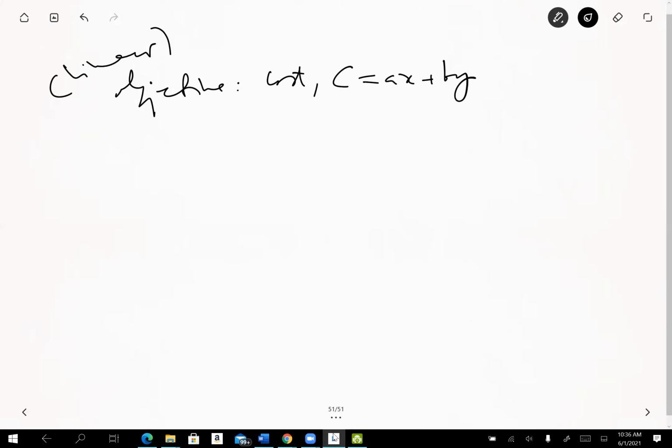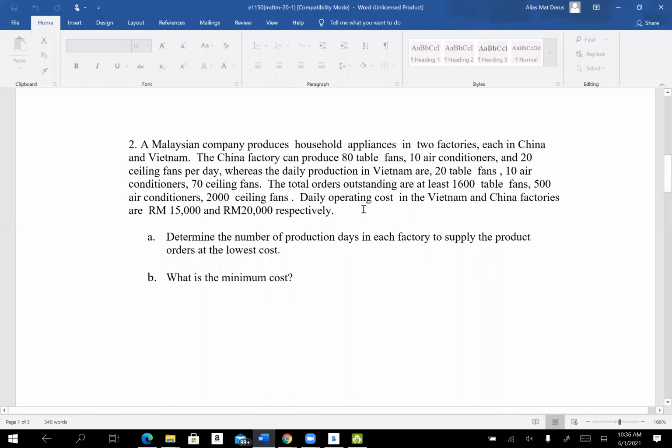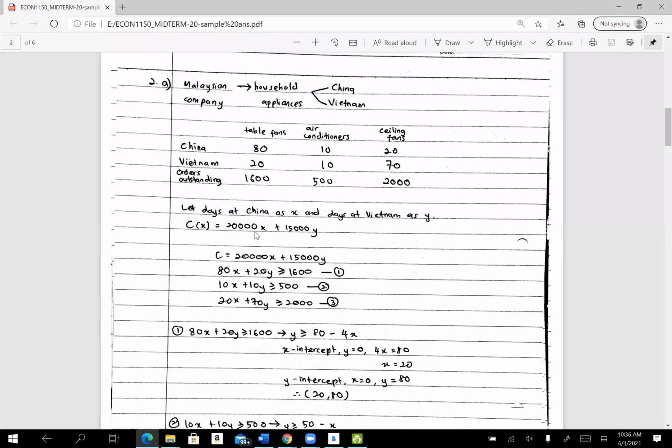And then given the cost per day, the average cost, if you look at the question, you have the daily operating cost, Vietnam, China, okay? So Vietnam is 15,000, China is 20,000. So you will have the objective function 20,000x, because x is the number of operating days in China, and y is the number of operating days in Vietnam. So that will be 20,000x plus 15,000y. So that is our objective.